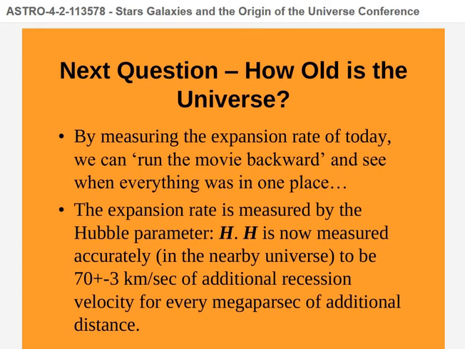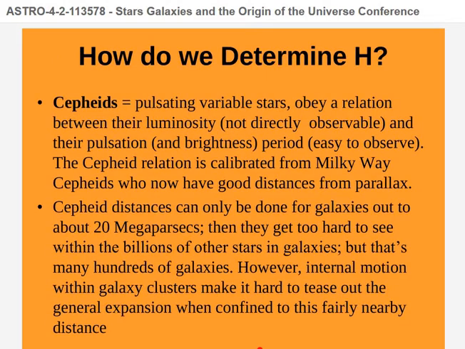So the next question is, how old is the universe? By measuring the expansion rate today, we can run the movie backwards and see when everything was in one place. So when we measure the expansion rate today, we now have pretty good measures of Cepheid variable stars in nearby galaxies. With the Hubble Space Telescope, we can see Cepheids out all the way to the Virgo cluster. And that's far enough to really start to get a good number here, 70 kilometers per second per megaparsec. Looks like what H is locally.